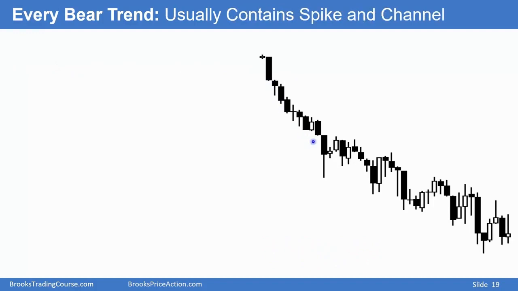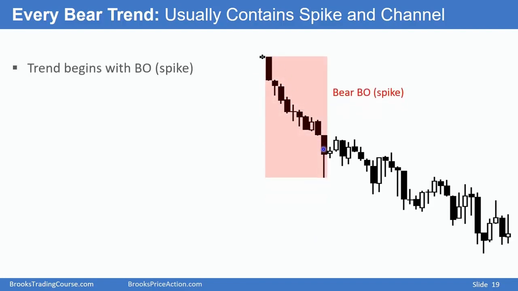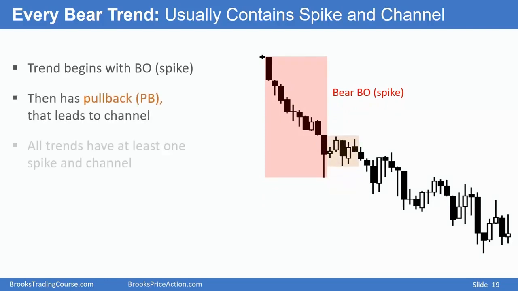Again, a bear micro channel lasting about 10 bars or so. It's a breakout on a higher time frame chart. It's a spike, and then we have a pullback, and then a channel. So it's a type of spike and channel bear trend. And all trends have some component of spike and channel to them. But this is mostly a small pullback bear trend, and it's better to only short.